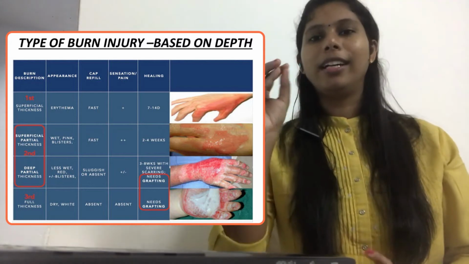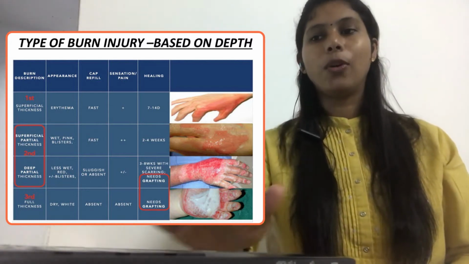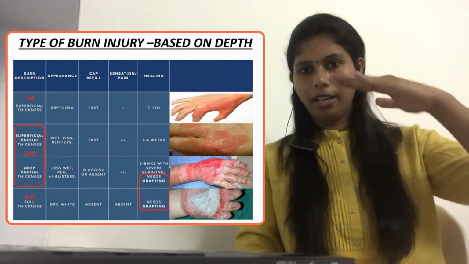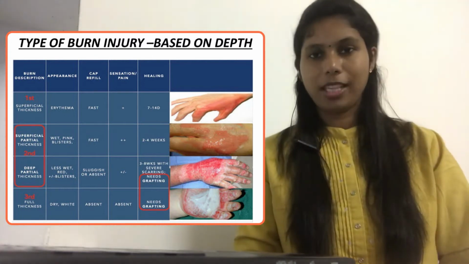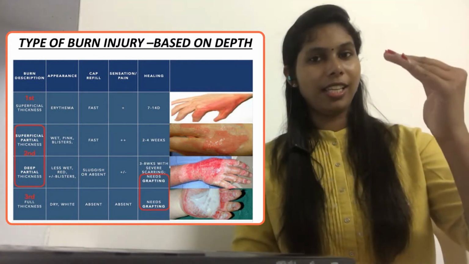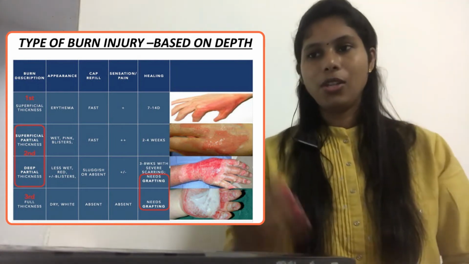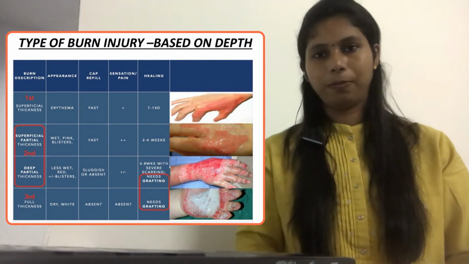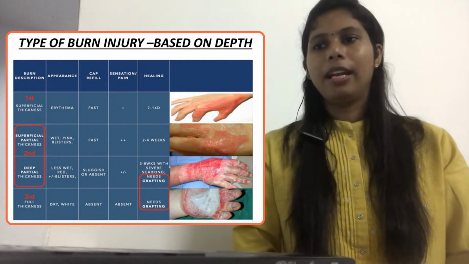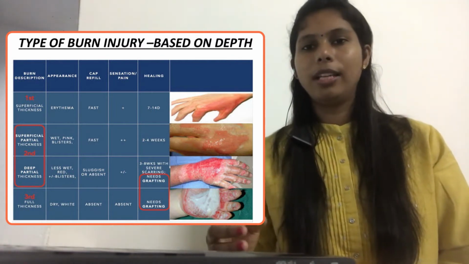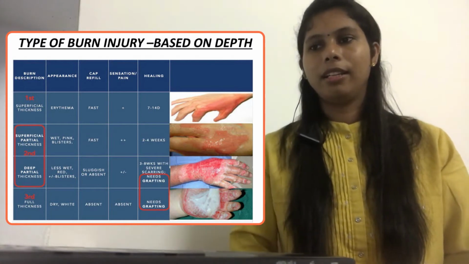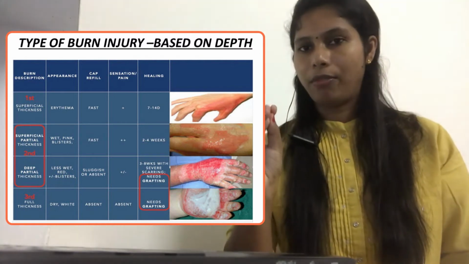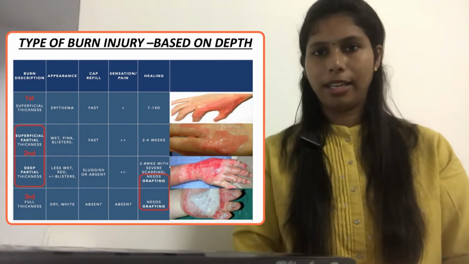Now we are moving to third degree. Third degree burn is equal to full thickness burn. This will affect the epidermis, dermis and subcutaneous tissue, same as a pressure sore, third stage. So how would it look? It would look white to black or brown. Usually it will be dry, usually there will not be pain, and the capillary refill is also absent. Then it requires grafting in most cases for complete healing.